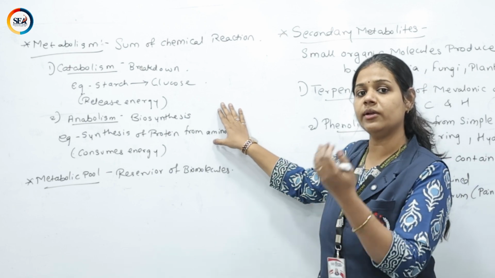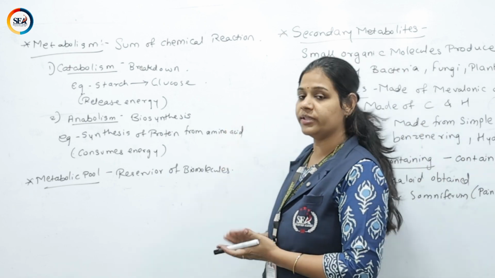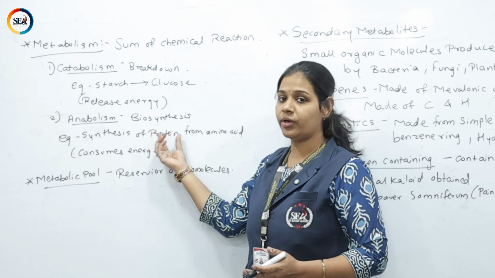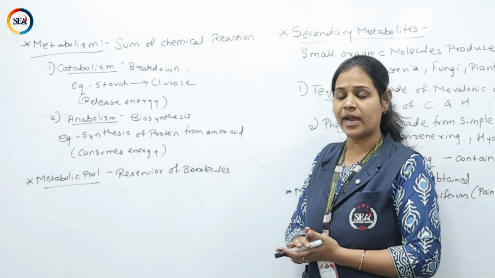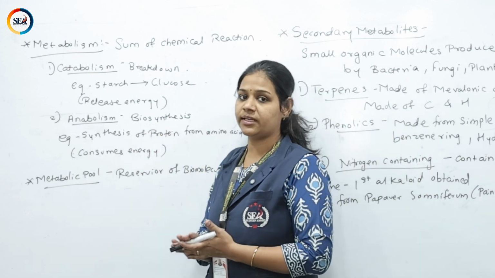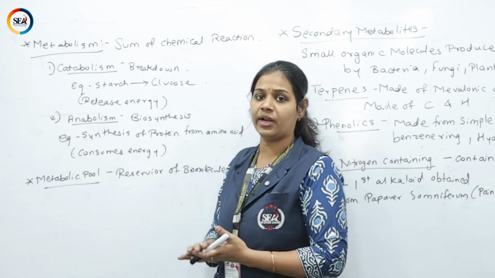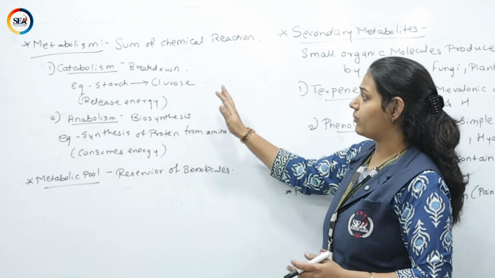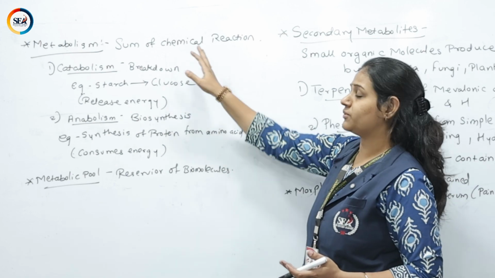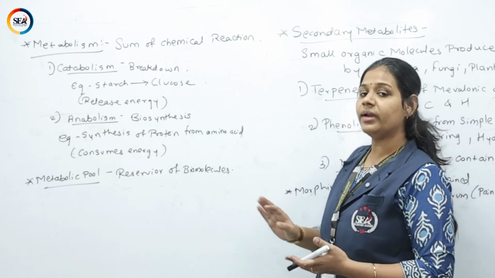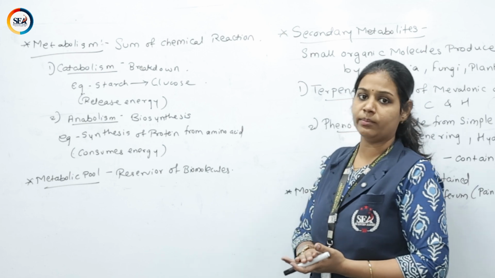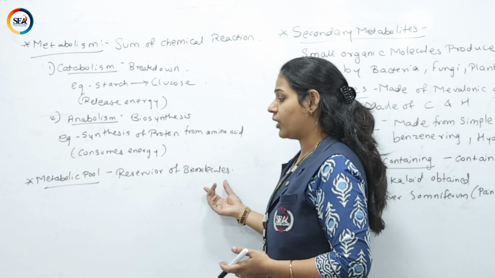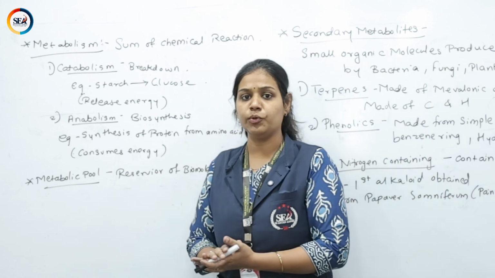What is anabolism? It is the biosynthesis of molecules. Synthesis of complex molecules from simple substances is called anabolism. For example, synthesis of protein from amino acids is an anabolic reaction. Here we need to invest energy, that is, energy is consumed in anabolic reactions. So the sum total of anabolic and catabolic reactions together is called metabolism. What is the metabolic pool? It is the reservoir of biomolecules.